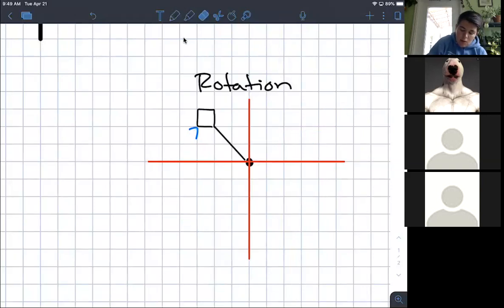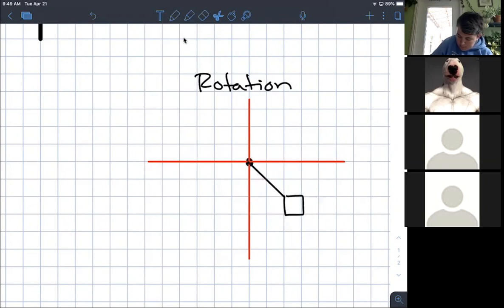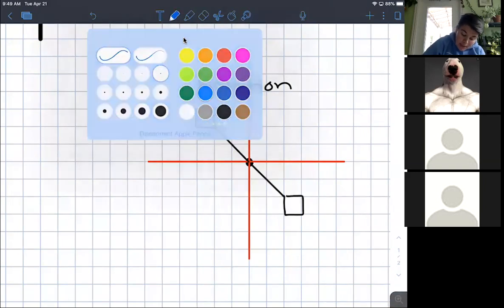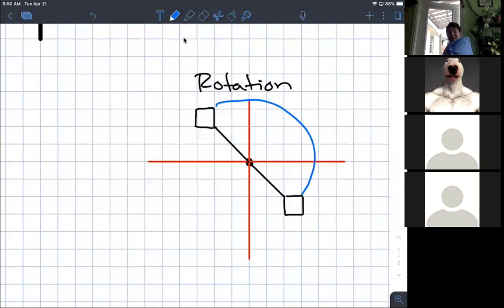So let me ask you this. What if I took this shape and I rotated it, and I stopped right here? Let me draw the original back up here where it was. So that's the original. What I did now is I didn't go all the way around the circle. I went from here to here. So how much of the circle is that?